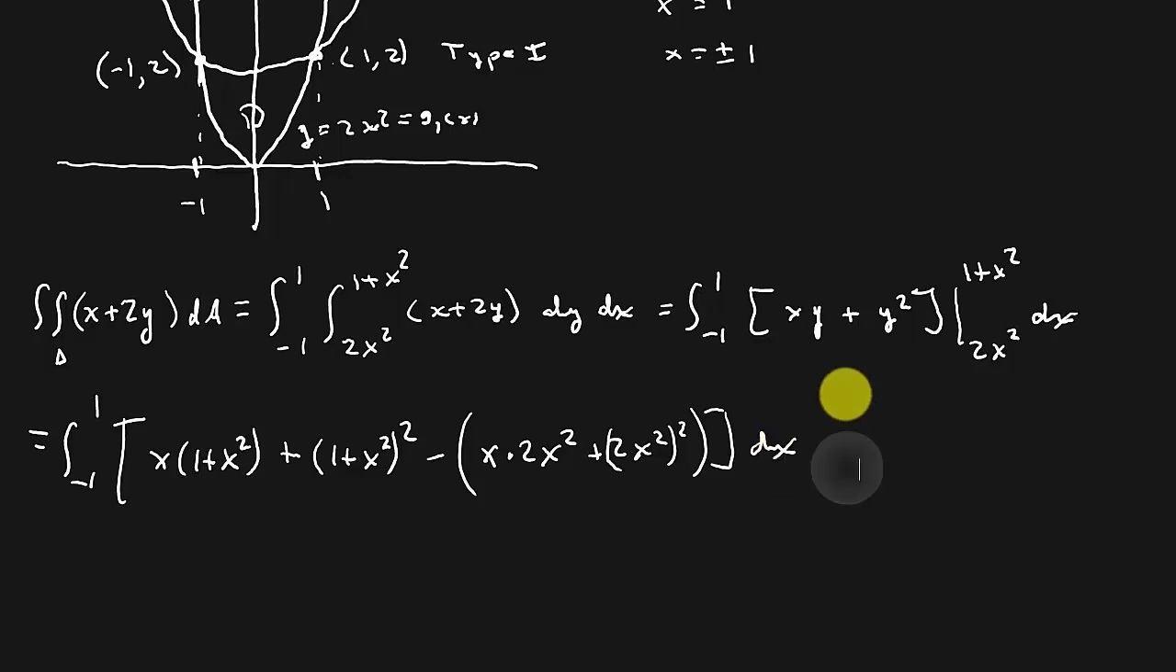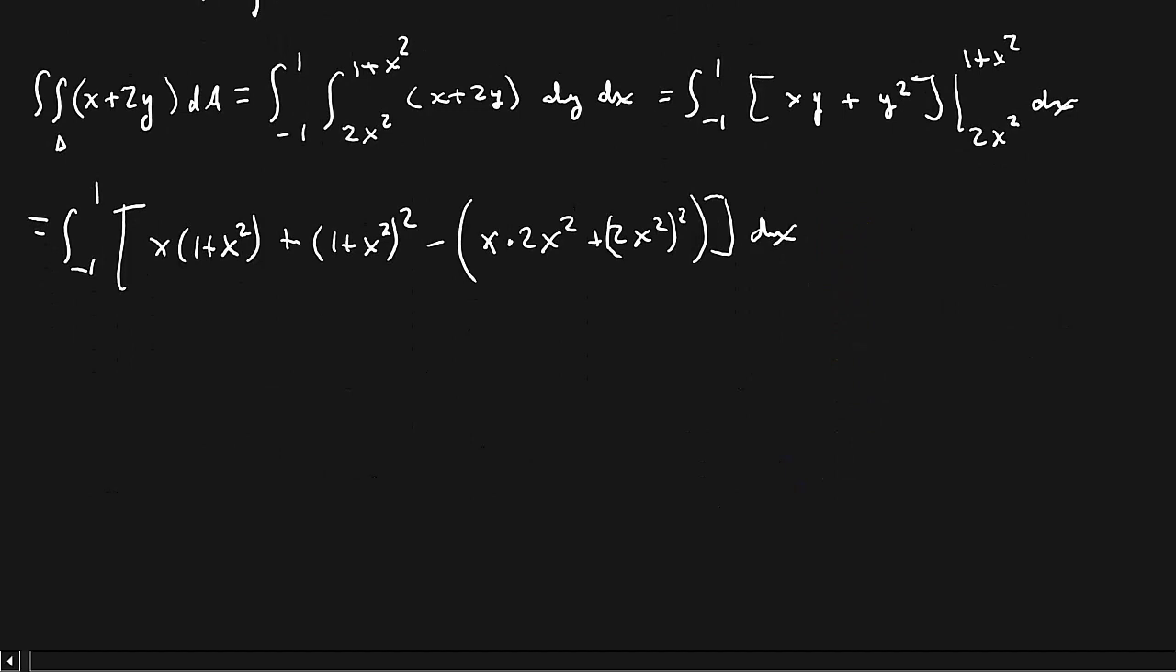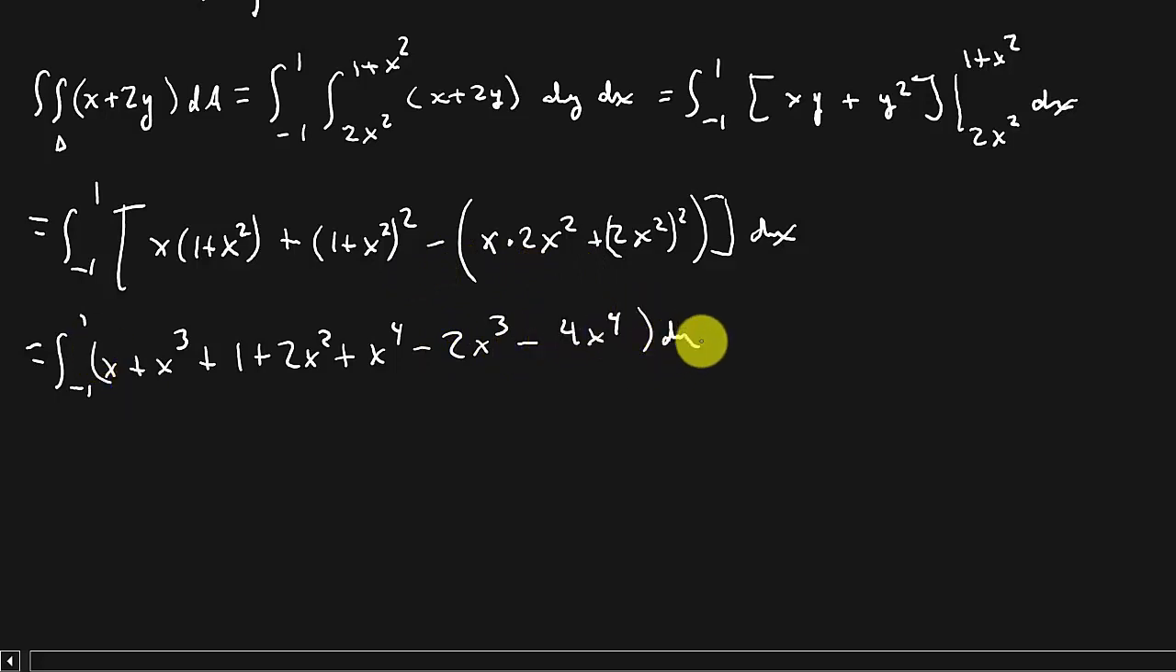All right, so let's move right along. This is probably one of the parts we don't like as much, because now we gotta do all this and simplify it down. So this is going to be -1 to 1 of x plus x cubed plus 1 plus 2x squared plus x to the 4th minus, I'm distributing the negative, so minus 2x cubed minus 4x to the 4th dx. And that's going to be -1 to 1.